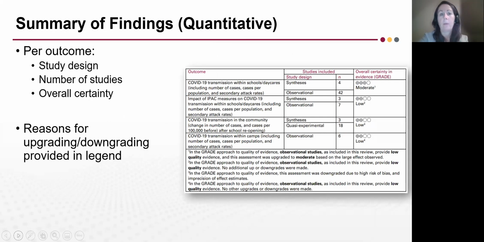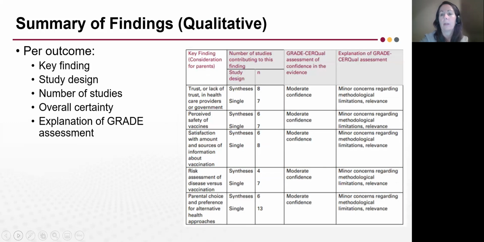As we're doing grade, we have a summary of findings table. This is what it looks like if we're looking at quantitative studies, and then per outcome, we will identify the study design, the number of studies, and our overall certainty of the evidence, as well as the reasons for upgrading or downgrading. And we also have done rapid reviews that have looked at the qualitative literature. And so here's a summary of findings table for that qualitative literature, also identifying what issues led to the upgrading or downgrading.